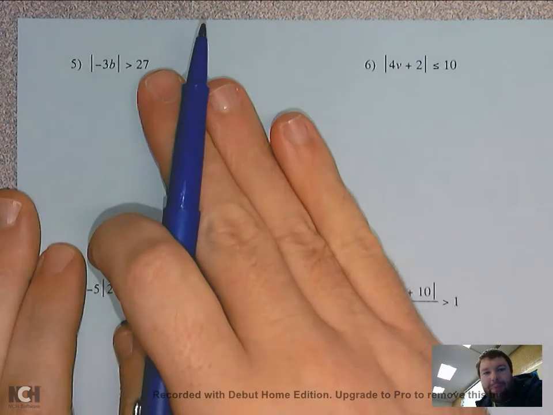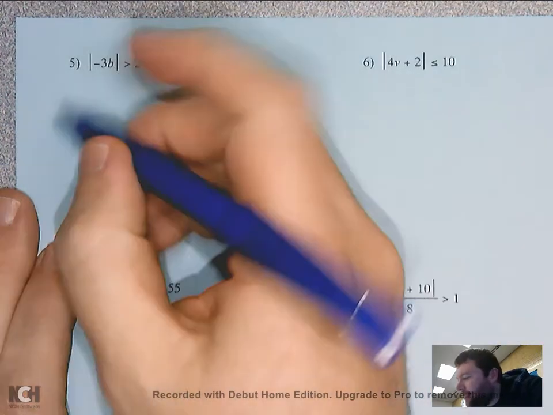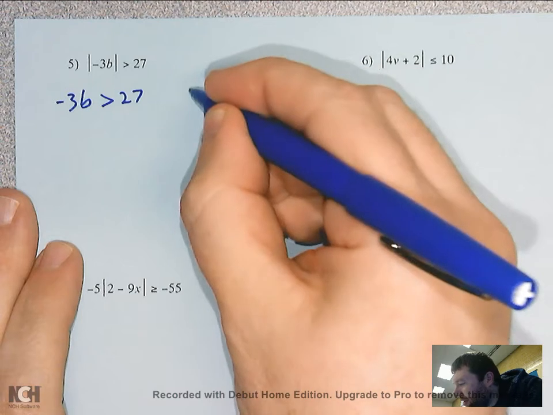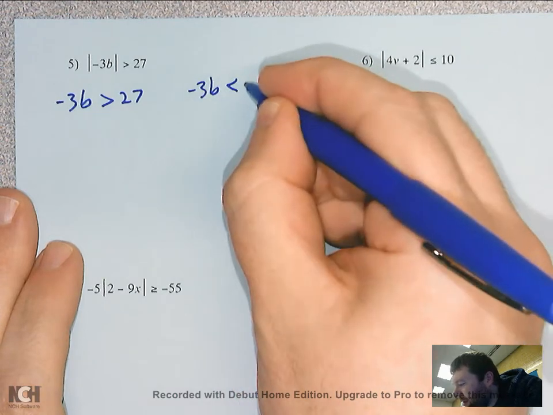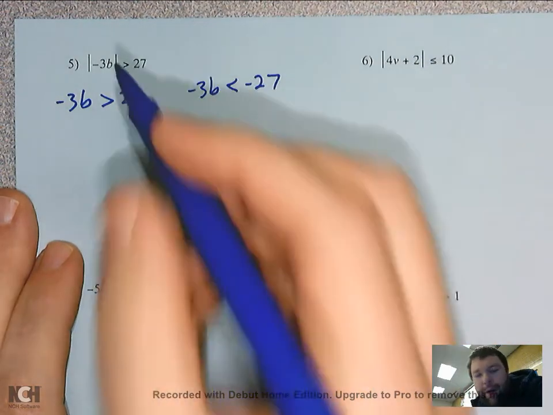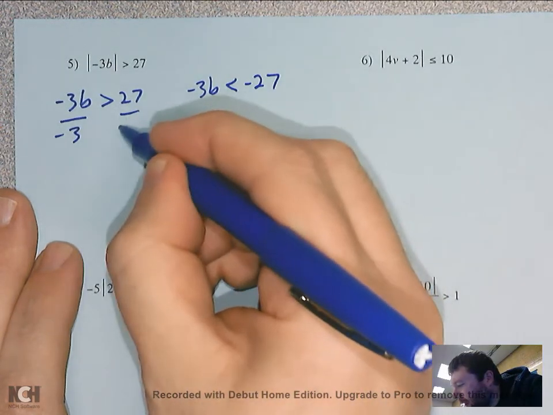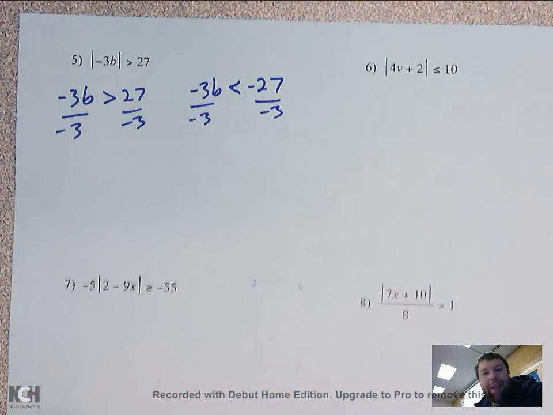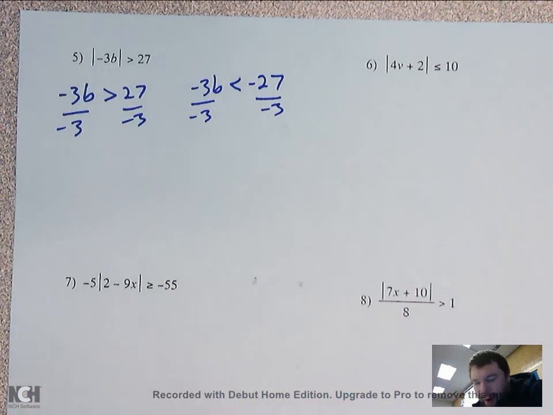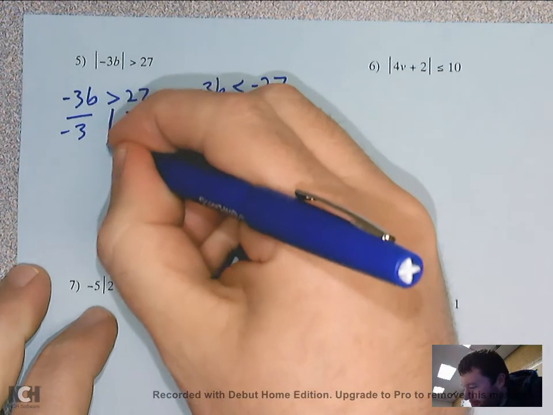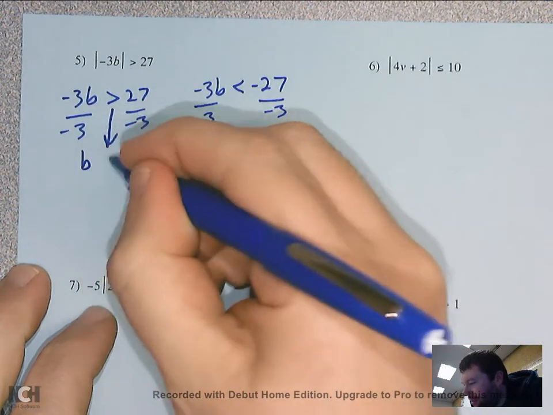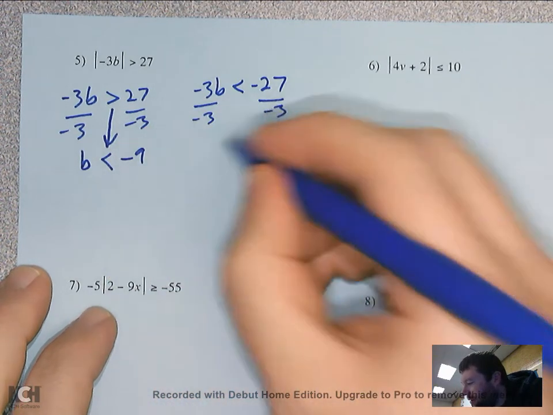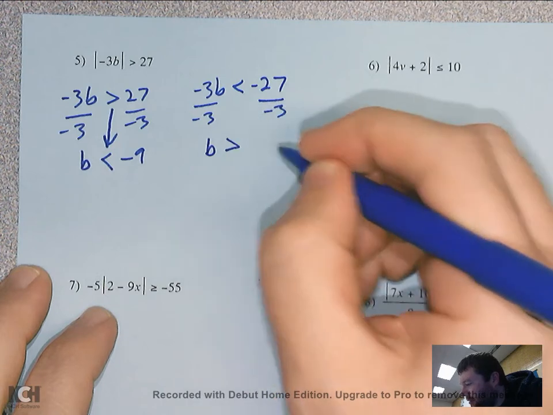So this one, the absolute value is all by itself, nothing outside the absolute value, right? So that's where we split it. Negative 3b is greater than 27. Negative 3b is less than negative 27. And then we're going to divide by negative 3 on each side. Now, you guys remember the big rule of thumb with inequalities? Anytime you divide by a negative number, you get that warning saying you need to flip the inequality sign. So these signs are going to flip around. B is less than negative 9, and B is greater than positive 9.